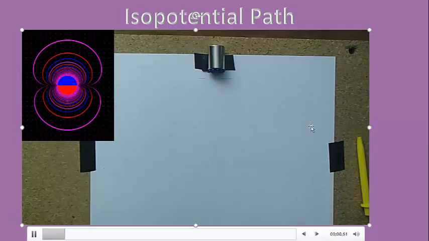So basically what I'm showing here is the magnet is going along this path. And if you look closely, you'll see as it gets close to the magnet, at some point it just flies to the magnet.